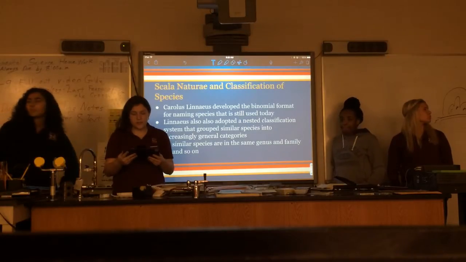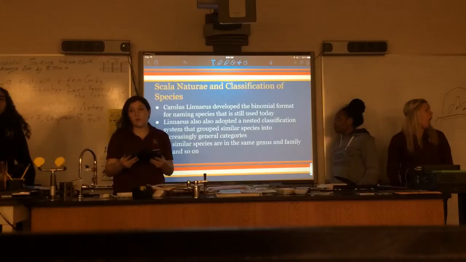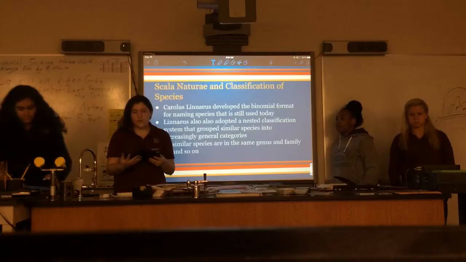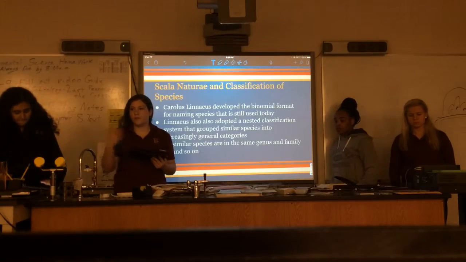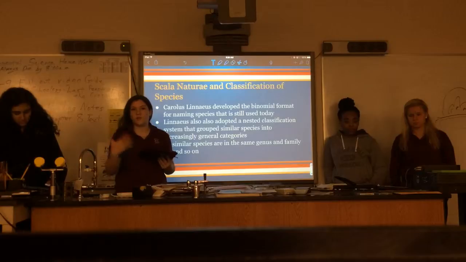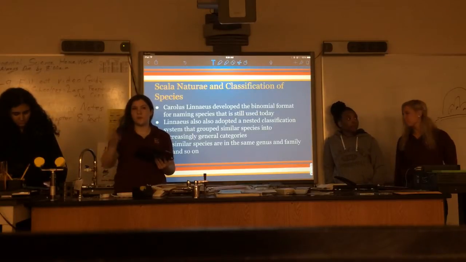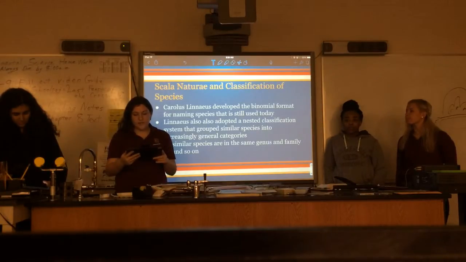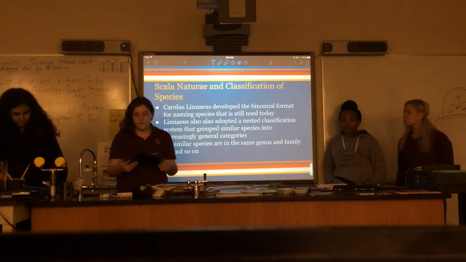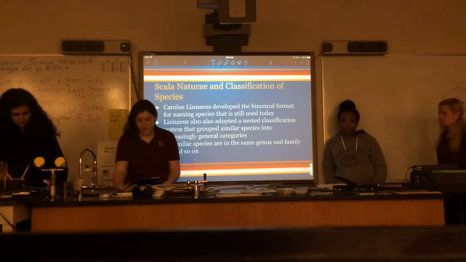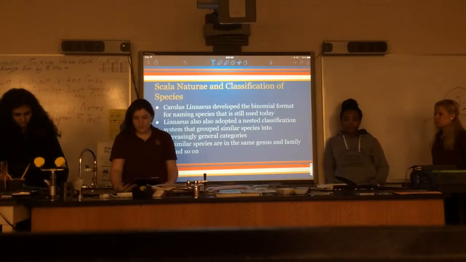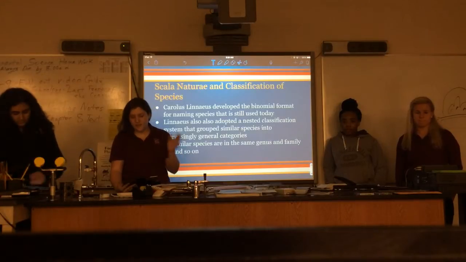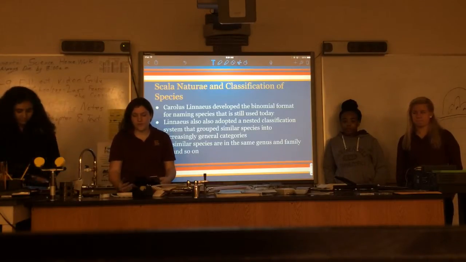In contrast to the Scala Naturae, Carl Linnaeus developed a binomial format for naming species that is still used today. That's kind of like the kingdom phylum way that we do it now. For humans, our name would be Homo sapiens. So it's the two-part naming system. Linnaeus also adopted a nested classification system that groups similar species into increasingly general categories. So it's kind of what I talked about before. Similar species are in the same genus, then the same family, and so on down the classification.